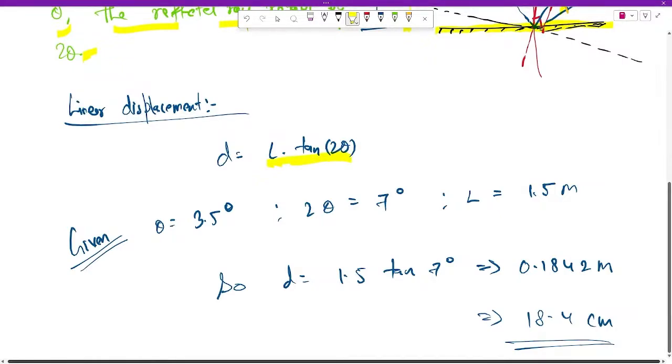Now, in this case of the galvanometer, theta is equal to 3.5 degrees. So 2 theta would be equal to 7 degrees. And L is given as 1.5 meter. So substituting these values in this formula, we will get the value of deflection as 1.5 times tan of 7 degrees, which will give us 18.4 centimeter.